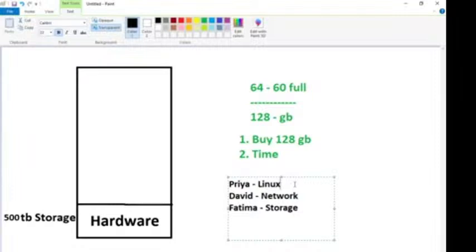Priya is working in the same company now, but she is working as a cloud administrator, and that server is running in cloud instead of a physical server. David is working as a network administrator, but instead of managing the physical network in the company, David is managing the network over the cloud. Fatima is working as a storage administrator, and instead of managing the local storage, she is managing storage on cloud.